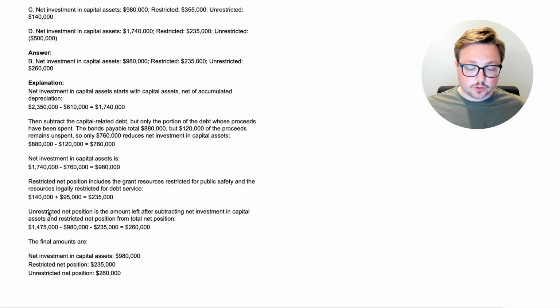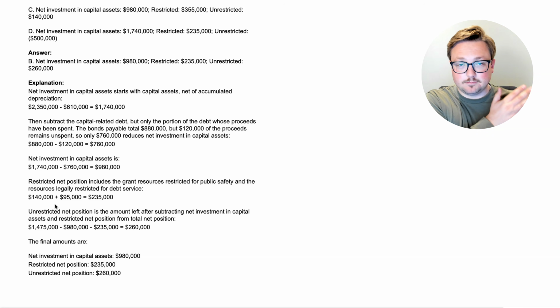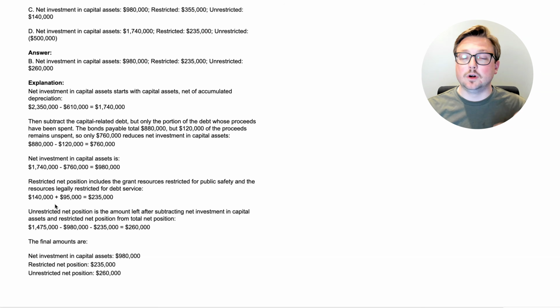Finally, we get to unrestricted net position. And again, this one's a lot easier. You just basically subtract the other two that you just calculated from total net position, and it gets you to the correct amount. So unrestricted net position is the amount left after subtracting net investment in capital assets, and restricted net position from total net position. So $1,475,000 less $980,000 less $235,000 equals $260,000.